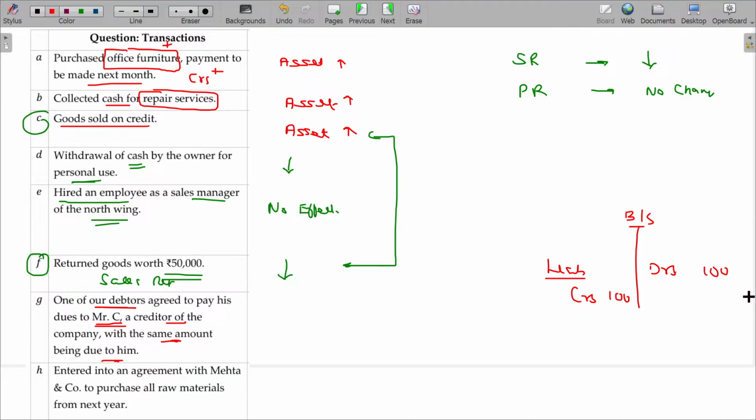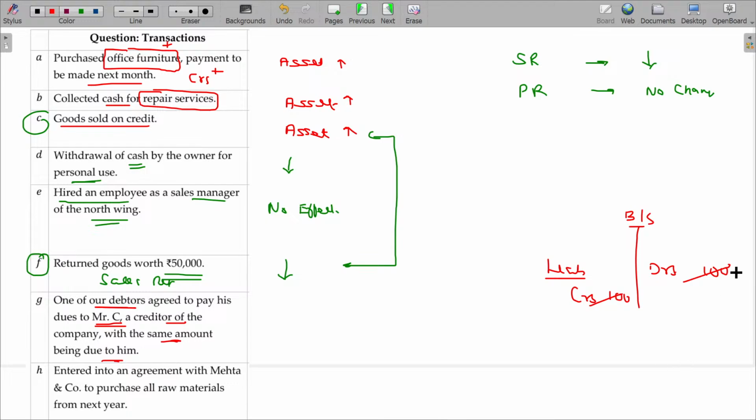The debtor has to pay me, and the creditor is someone I have to pay. I call the debtor and the creditor and say, you both are close now, you settle with each other. Now what happens? Debtors cancel, creditors also cancel. So what happens then? No change. How?